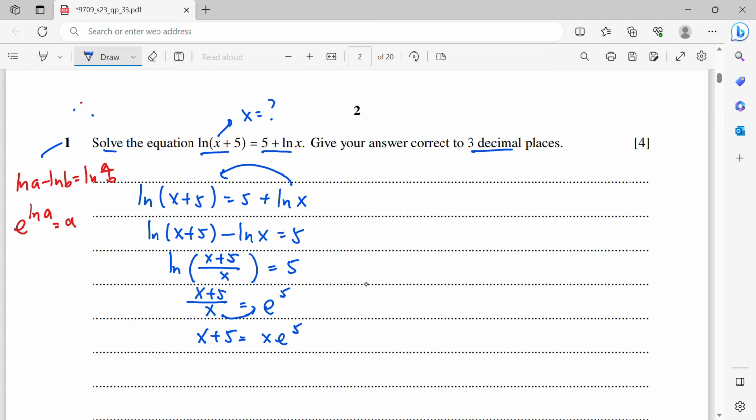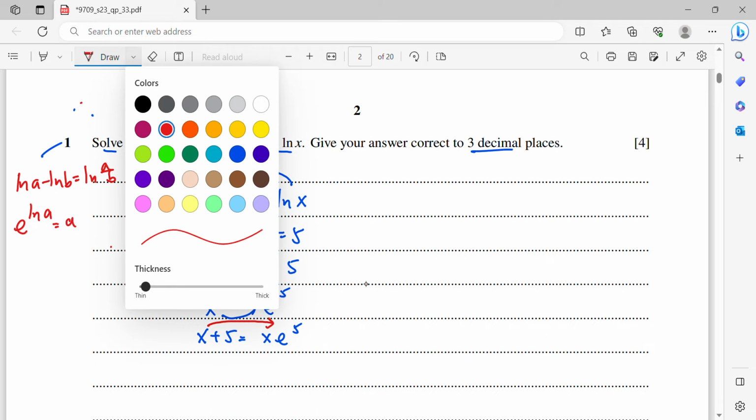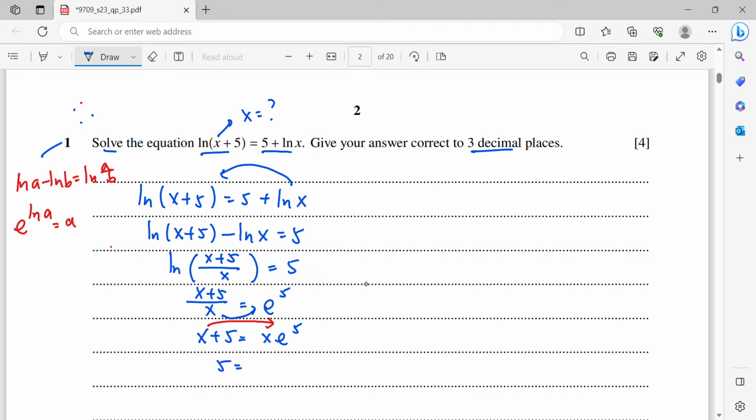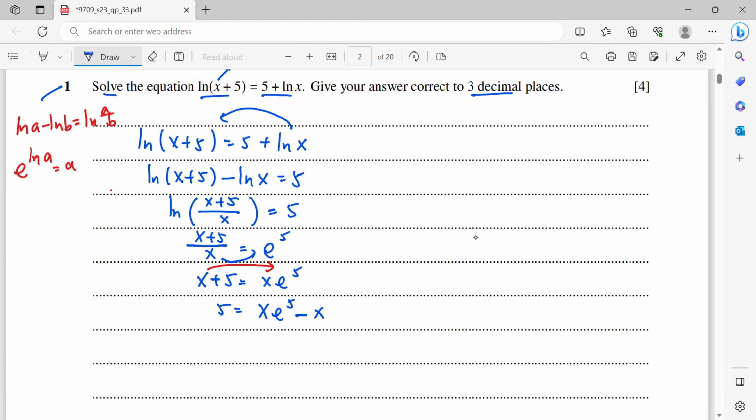So it means that e^5 is actually a constant. And now we need to get back our x. So what to do is I will move this x on the left-hand side to the right-hand side. So 5 equals x e^5 minus x, and at the same time now the x is in common. So we can factorize the x, which is (e^5 minus 1) multiplied by x equals 5. And then my x will be 5 divided by (e^5 minus 1). And now using a calculator, you will be getting 0.034, which is correct to 3 decimal places.